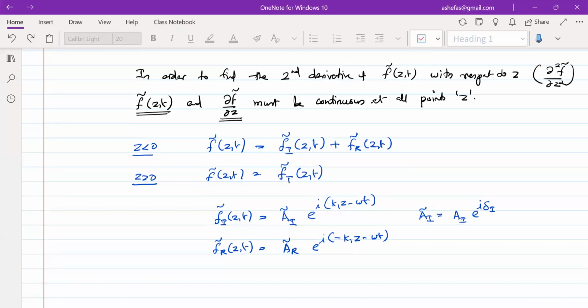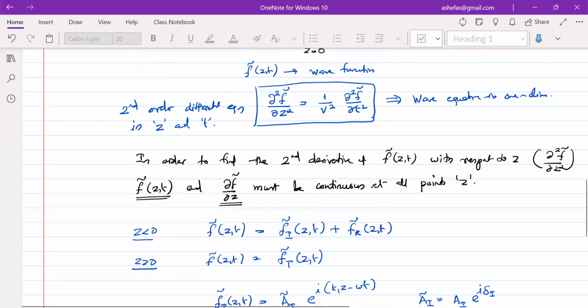Finally, the transmitted wave. The transmitted wave is propagating in the positive z direction, and I can denote its amplitude by the symbol At tilde, times e raised to i. Obviously it should have a different wavelength, so a different wave vector: k2z minus omega t.